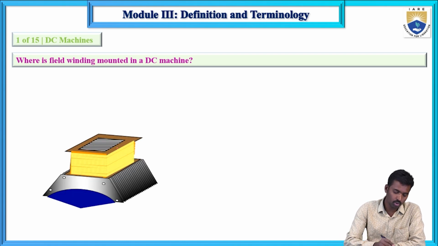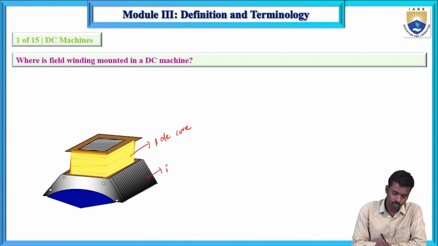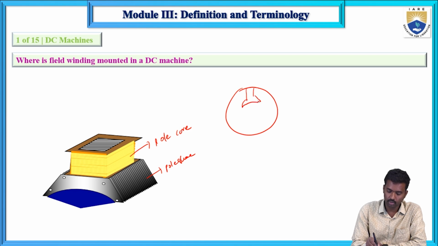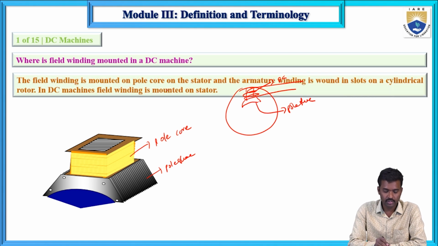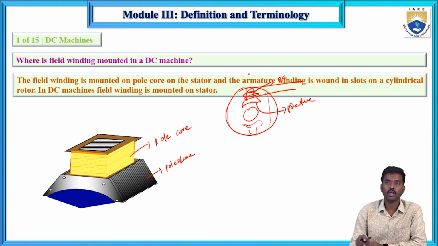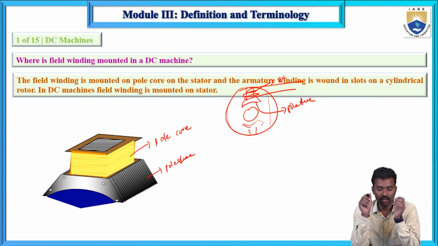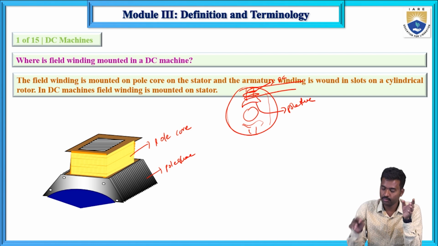Here this is the pole core, and this one is the pole shoe. In the DC machine, the field winding is mounted on the pole core on the stator. This is the stator, and the armature is wound in the slots on the cylindrical core, not on the stator. So the field winding is always mounted on the pole core of the stator.